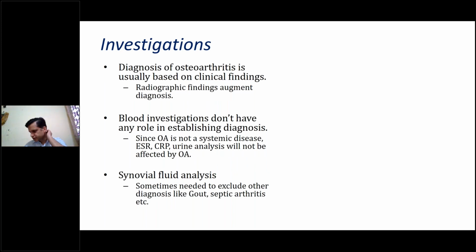So diagnosis of osteoarthritis is usually clinical, and X-ray findings just supplement or augment the primary clinical diagnosis. Blood investigations also usually do not have any role in establishing the diagnosis of OA, because OA is not a systemic disease. So all blood parameters which are usually deranged in chronic joint disorders, for example ESR, CRP, urine analysis, will not be affected by osteoarthritis. Synovial fluid is more or less normal, or it may be used to exclude other diseases.